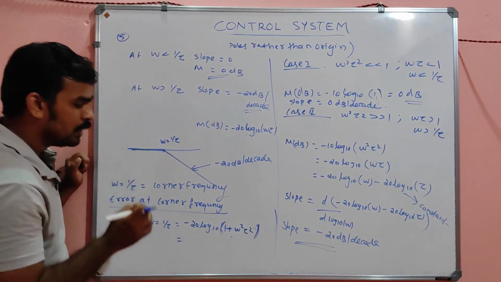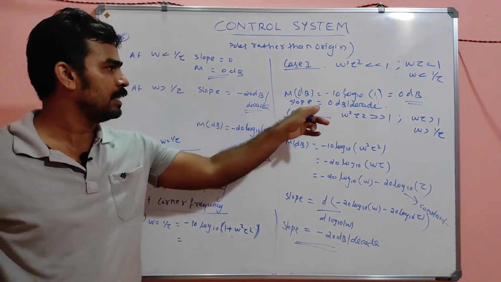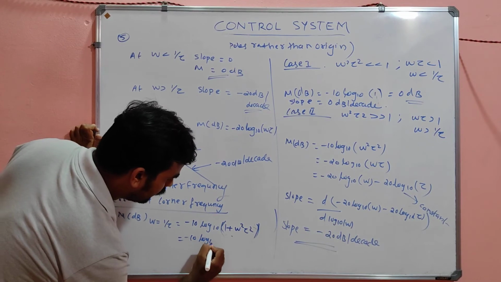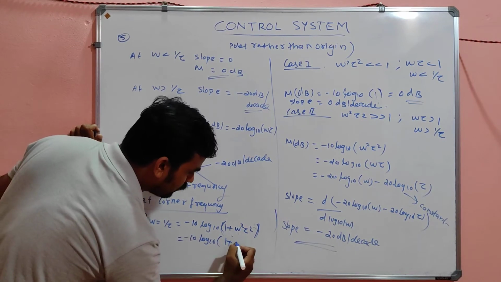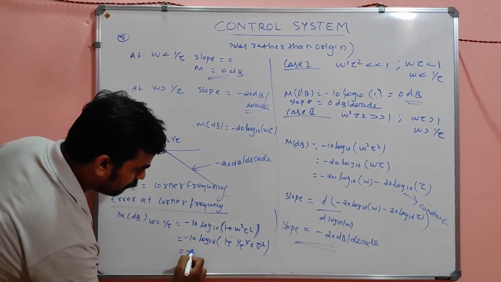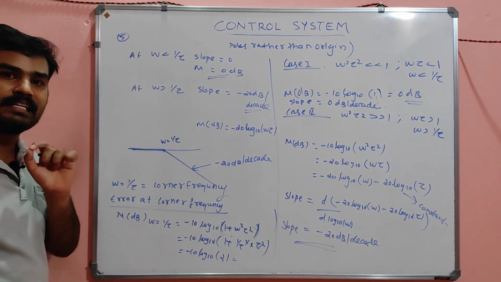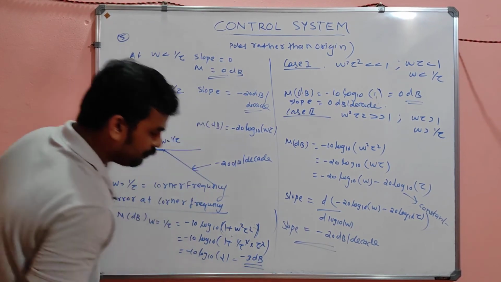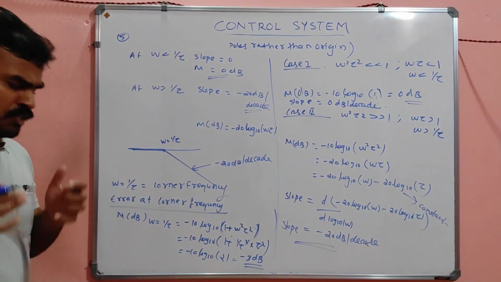The general equation was nothing but minus 10 log 10 to the base 1 plus omega square tau square. That we discussed initially, right? Now omega is 1 by tau, so omega square tau square is 1 by tau square into tau square, which is 1. So it becomes minus 10 log 10 to the base 2. Log 2 is about 0.3, so it becomes minus 3 dB. Error will be there at the point omega equal to 1 by tau.